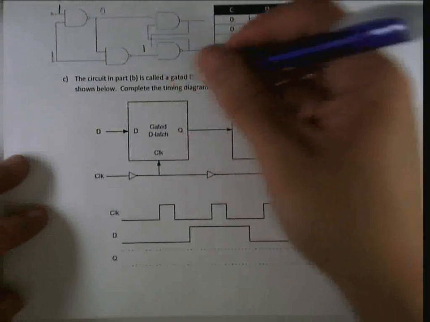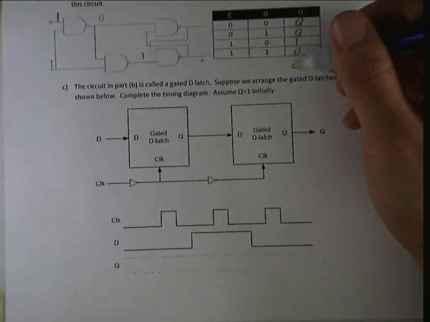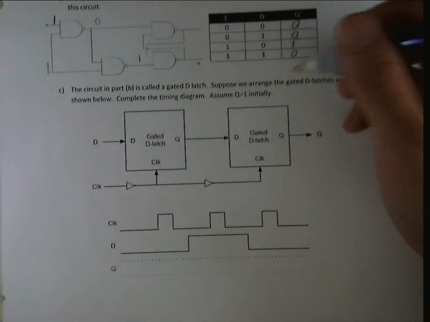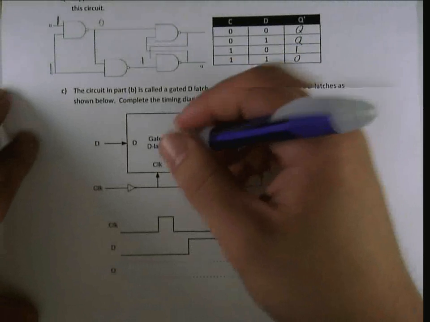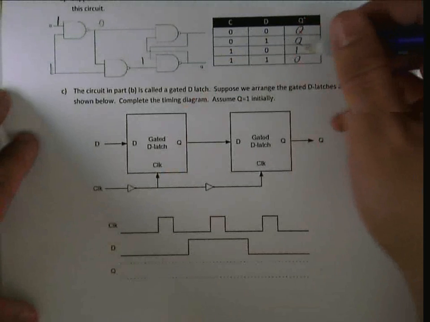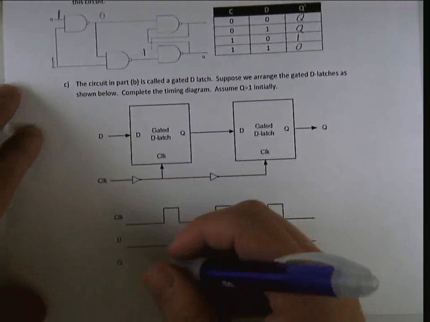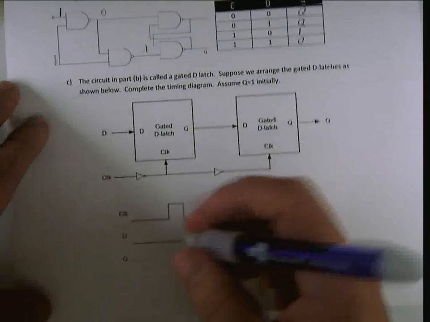So, D, using this definition here, I'm going to use the definition that we used in class for the gated D latch, which is when D receives 0, we should output a 0, and when D is a 1, we should output a 1. And so, because that's what this should have been, sorry about that. So this is the solution.